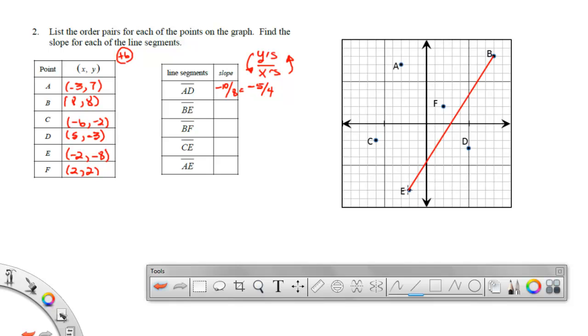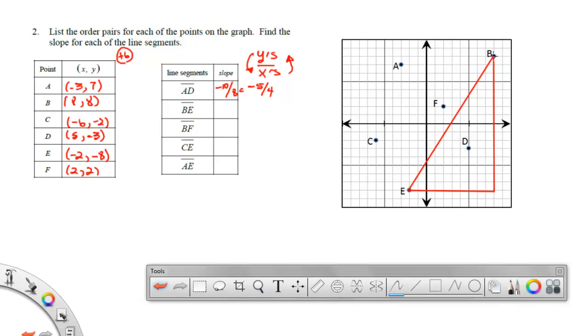So we draw our line segment between the 2 points to give us our line segment, and then we draw the 2 components. We're going to make the vertical and horizontal component. Now which one do we count first? We always count the vertical one first.